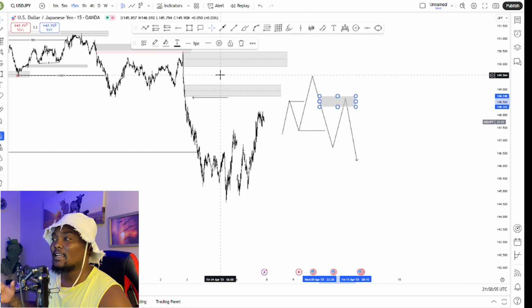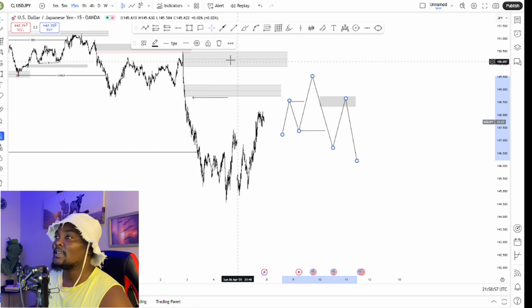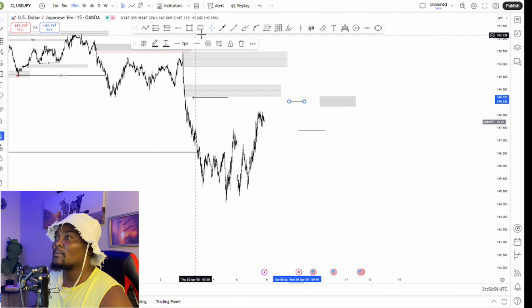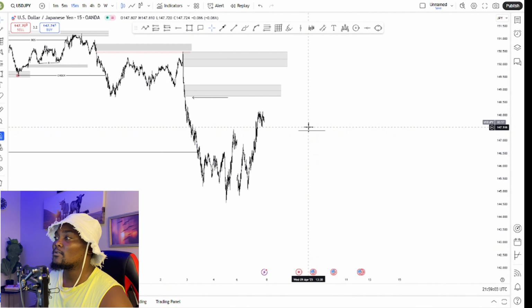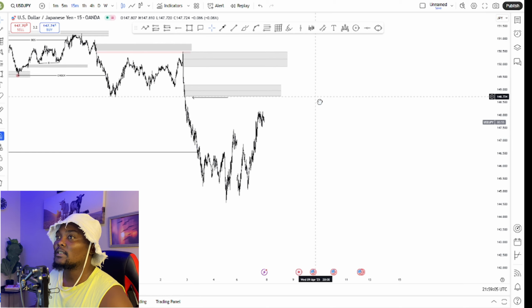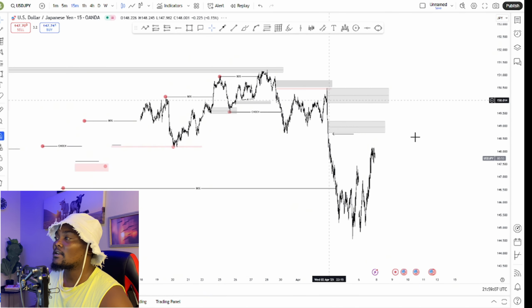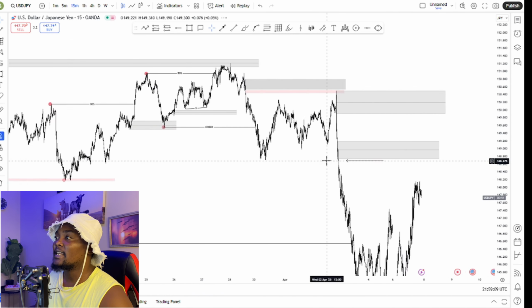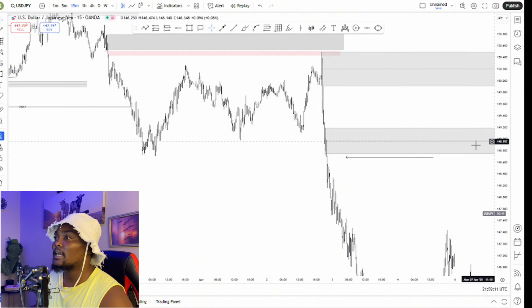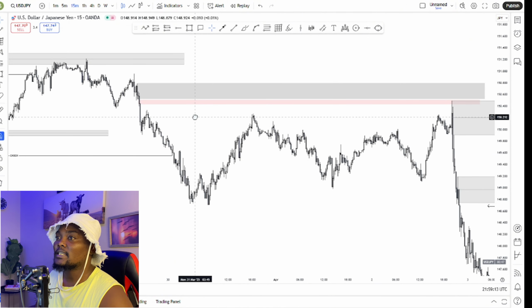So this is a QML, guys, to be honest. For those who know QML, it's the same as SMC, whereby you have this Quasimodo pattern there. So I'm just going to remove that. So as you can see, this is our overall structure or trade idea that we have, and then we can just look at the structure at the top.